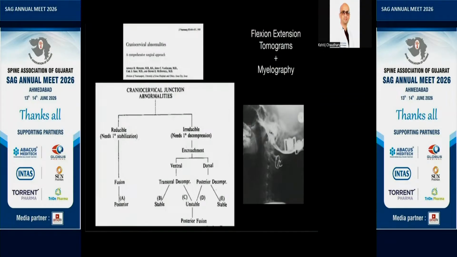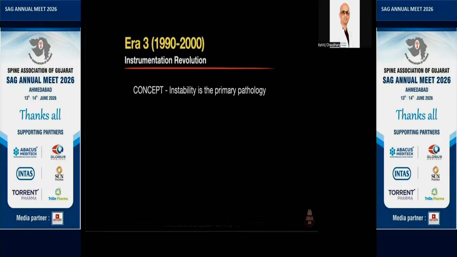Extension tomograms, and those that did not reduce on flexion extension, they considered irreducible. Obviously, this protocol led to many morbid transoral surgeries. The next conceptual shift occurred in the 1990s, where surgeons realized that the instability is the primary driver of the pathology and not the compression.